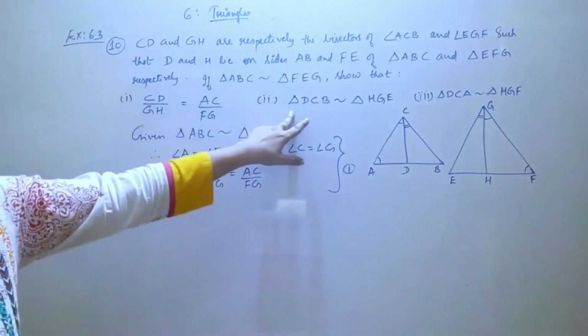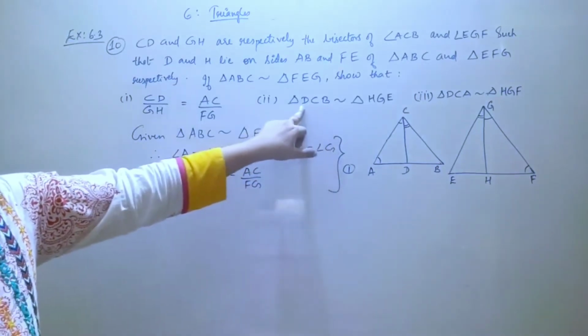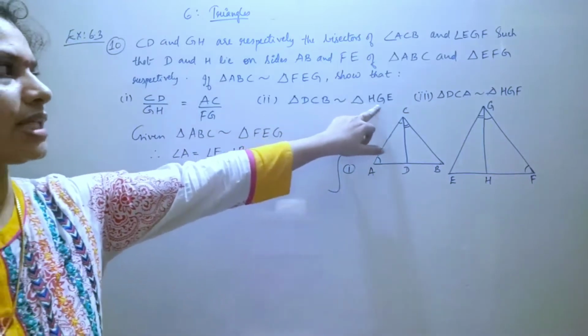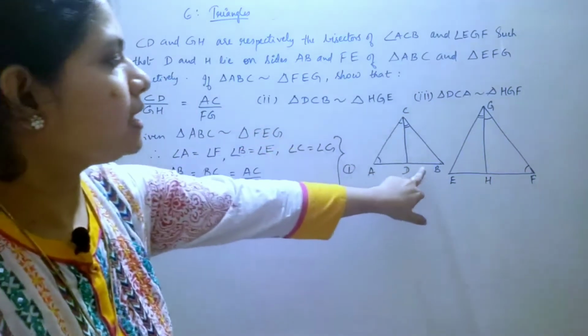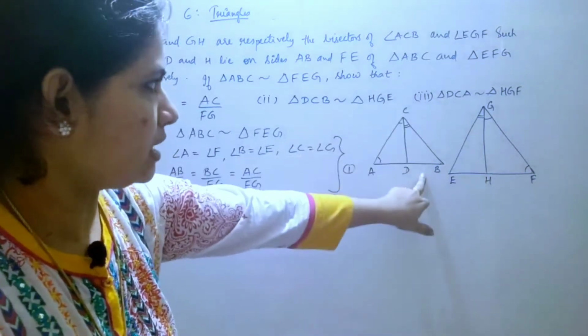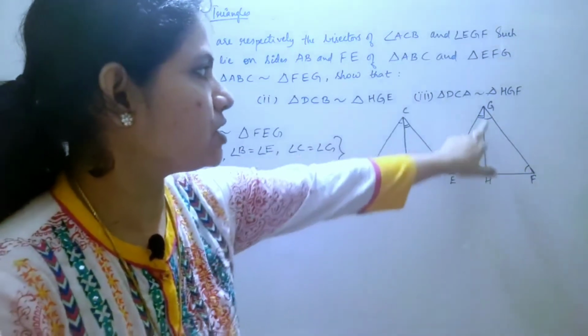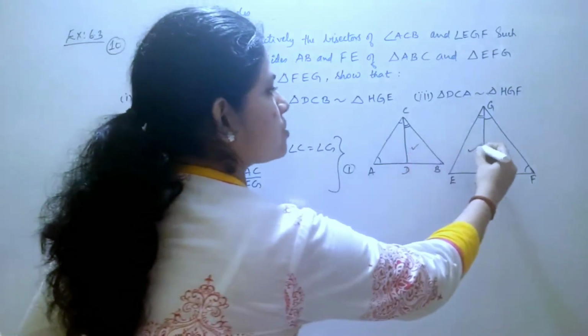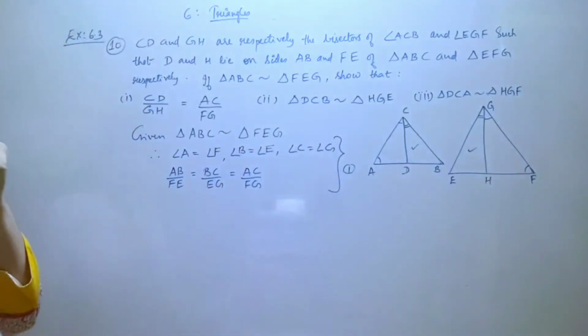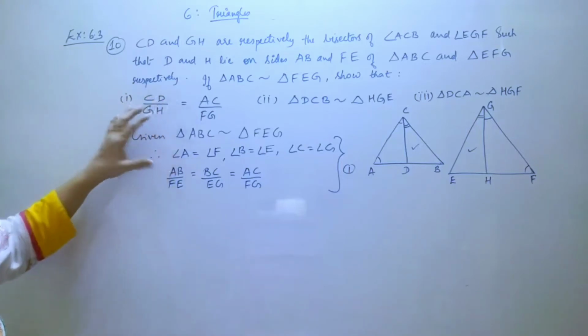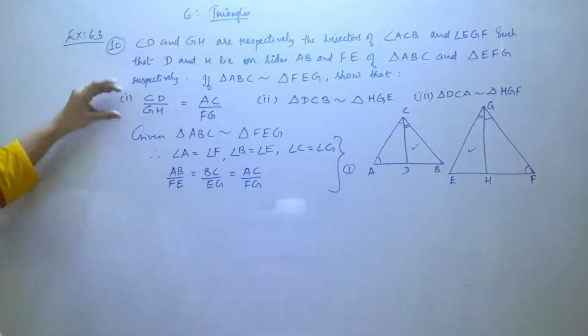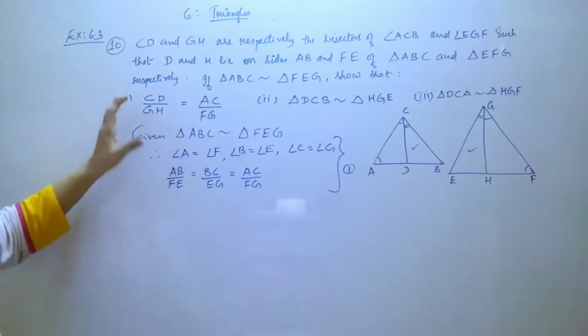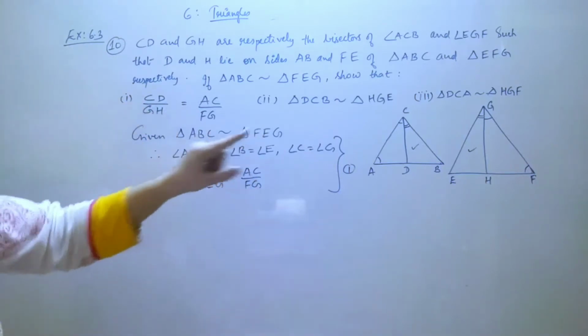Now in order to prove the second part, that is triangle DCB is similar to triangle HGE, that means you need to show the similarity of these two triangles. For that, we should get either corresponding sides to be proportional or corresponding angles. So what all will we get from the concepts which we already have? That means we have this first to be proven and this concept with us. We will make use of these concepts to prove the second part.